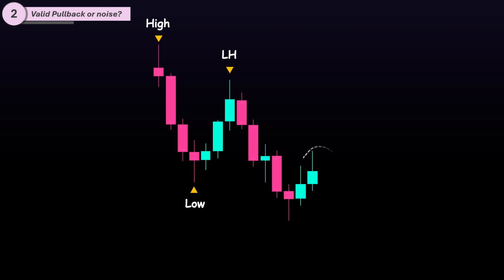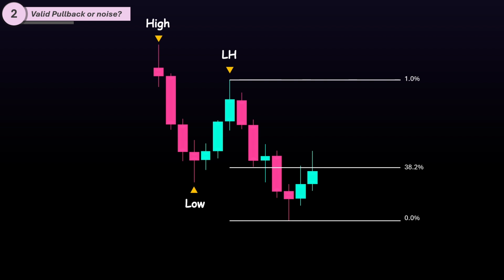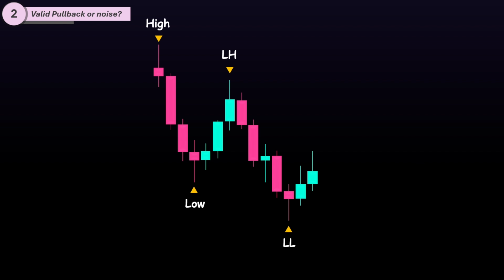For example, let's find out if this move is a valid pullback or just noise in the price movement. If we apply the Fibonacci retracement tool from the start of the impulsive move to its end, we'll see that it has reached the 38.2% level. This confirms that the move qualifies as a valid pullback. It shows that the market has paused long enough for some profit-taking or counter-trend interest, which adds structure to the chart. From this point, if the price resumes in the direction of the original trend, we have a break of market structure and can look for continuation setups with more confidence.